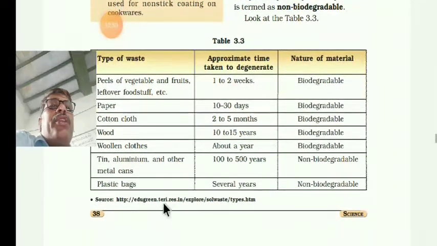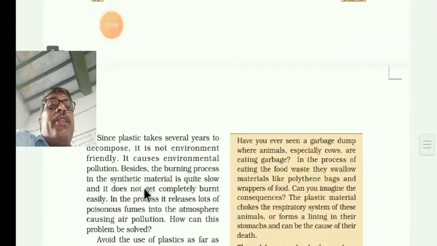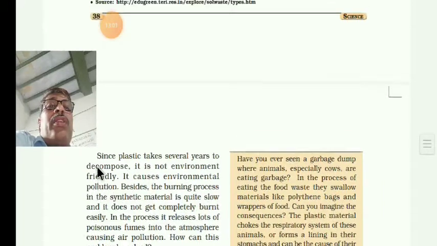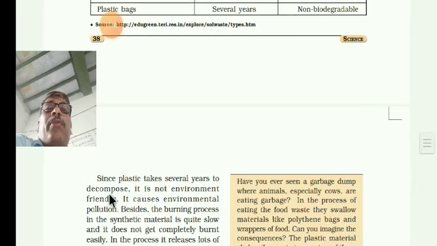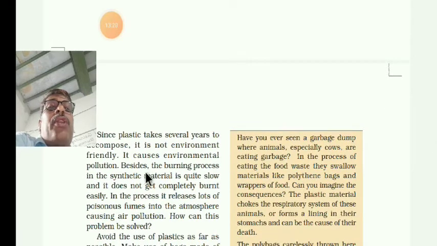Okay, now we'll see. Remember these names and the time and nature of the material. Plastics take several years to decompose, but this is not by natural means or bacteria. It takes place by other methods, like chemical methods. It is not environmentally friendly, so it causes environmental pollution.